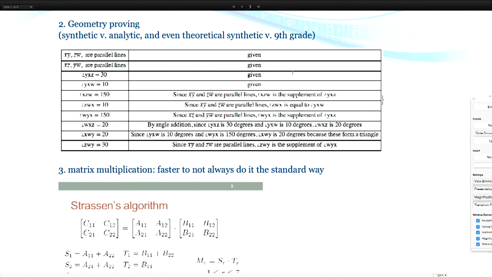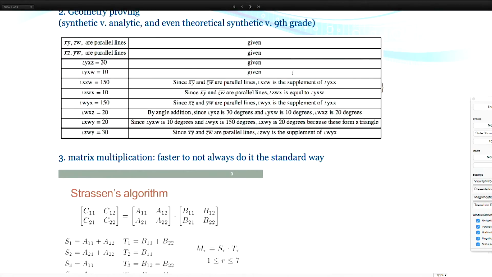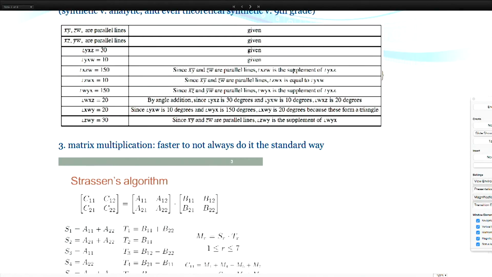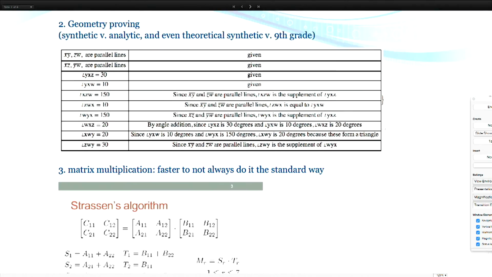Matrix multiplication, as you may know, has algorithms that are more complicated than the standard way, and yet are faster, at least for large matrices. That's a case where we don't want to teach students of linear algebra the fastest way, the best way to do it.